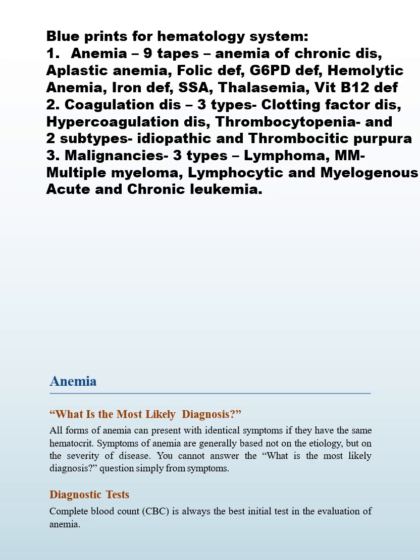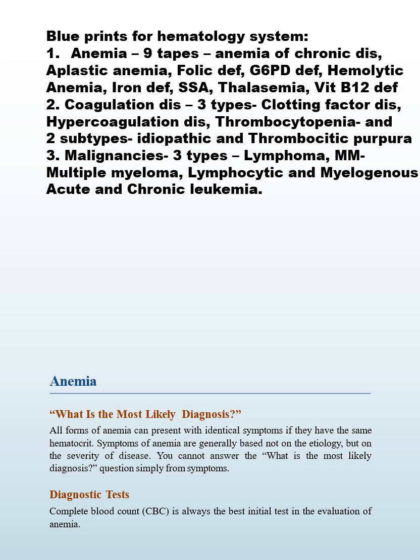The second big group is the coagulation disorders. There are 3 types. Number 1 is clotting factor diseases. Number 2, hypercoagulation diseases. And number 3 is thrombocytopenia, with 2 major subtypes: idiopathic and thrombocytic purpura.